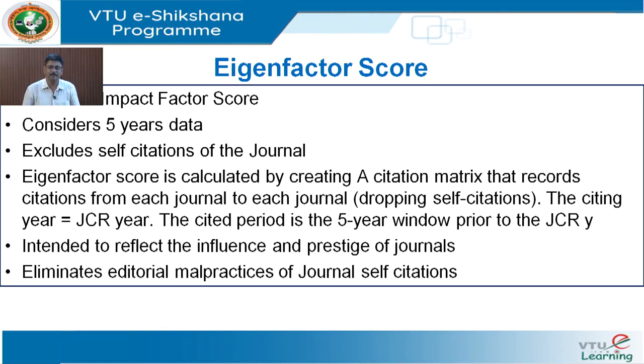The eigenfactor is calculated by creating a citation matrix that records citations from each journal to each journal, excluding self citations, and the citing year will be the JCR year, and the cited period is the 5-year window prior to the JCR year. Okay. So, for example, they will take 2000 citations received by the articles published from 2015 to 2019, and calculate those citations for the JCR year 2020. Okay. So it eliminates editorial malpractices like artificially inflating the self citations of the journal.